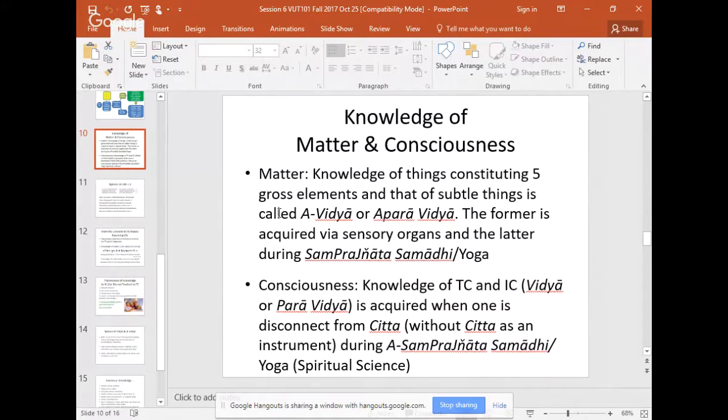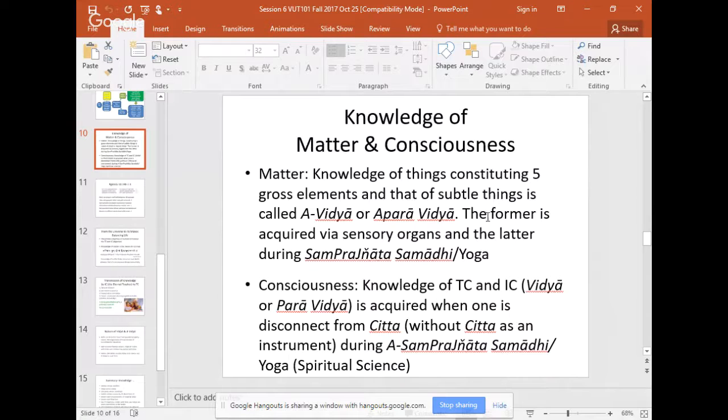Knowledge concerning matter is being called avidya, and knowledge concerning consciousness is being called vidya. It should not be confusing, because when the context is there, you will understand it properly. So avidya, in today's session, is not lack of knowledge or ignorance; it is knowledge pertaining to matter, while vidya is knowledge pertaining to consciousness.